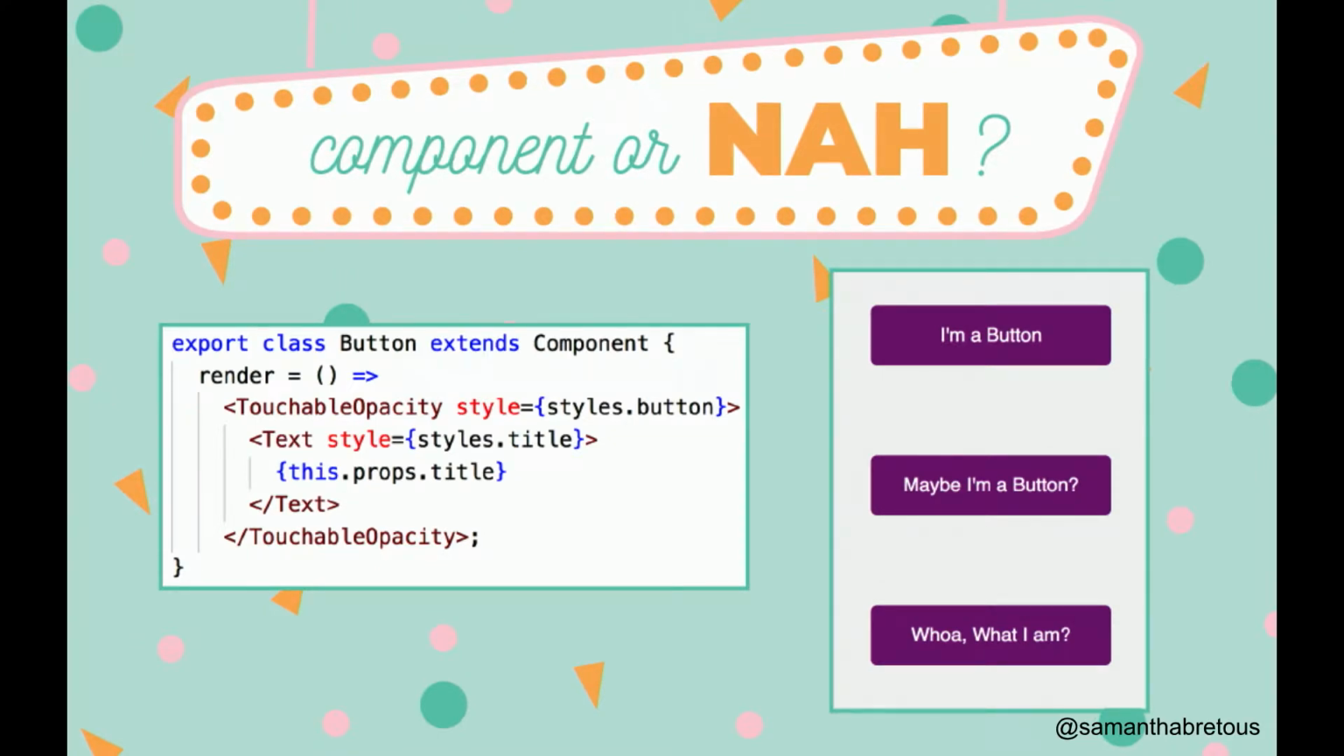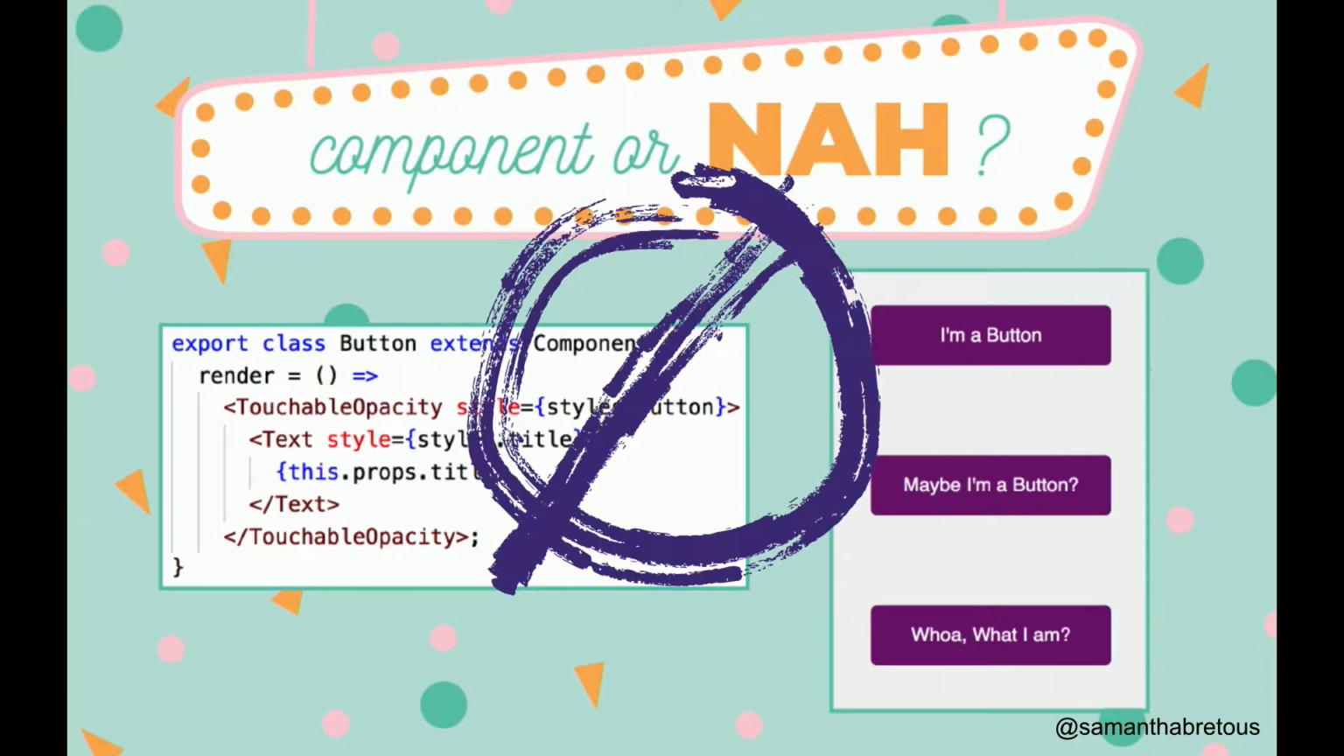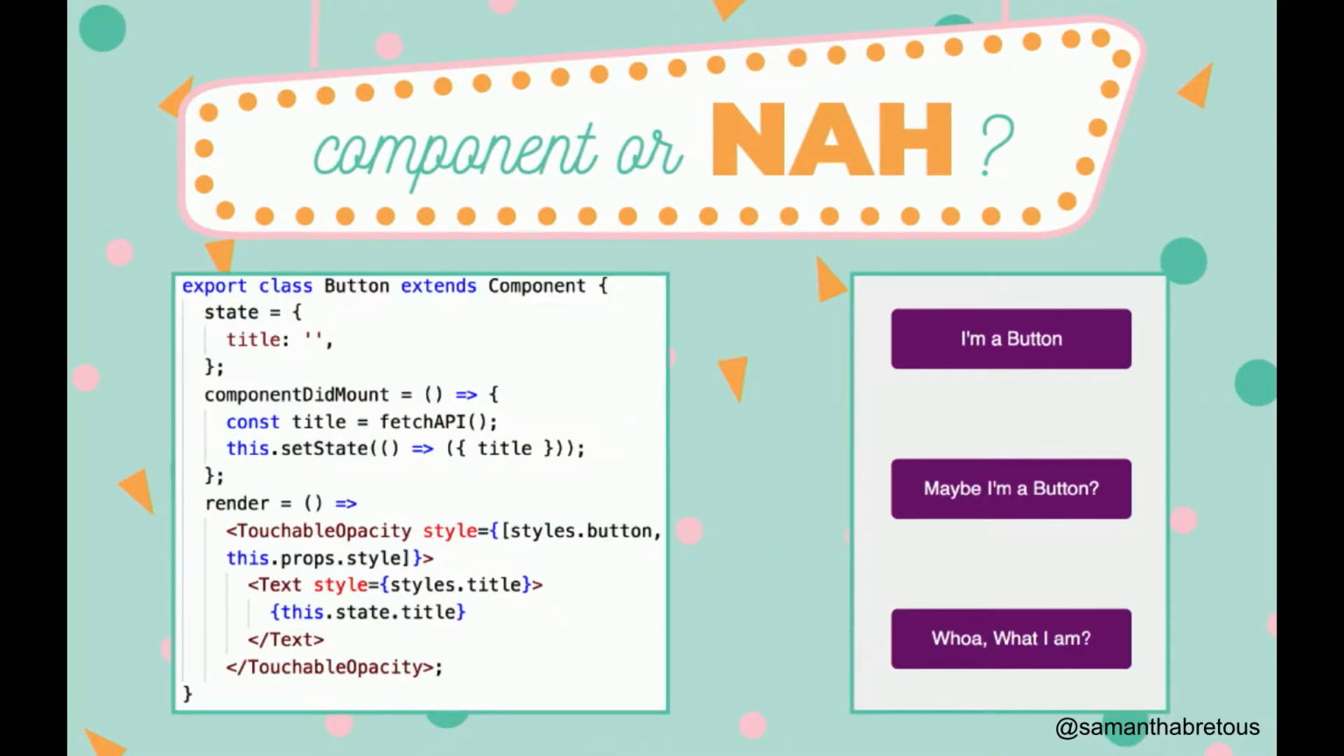So we have a few buttons here. Do you guys think these are components or nah? Okay, everybody thinks it's yes, but if you look closely at the code, there's no way for us to override the styles on this. We're stuck with these buttons the way they are. So it becomes useless when we have to reposition them. So I would say this is a nah.